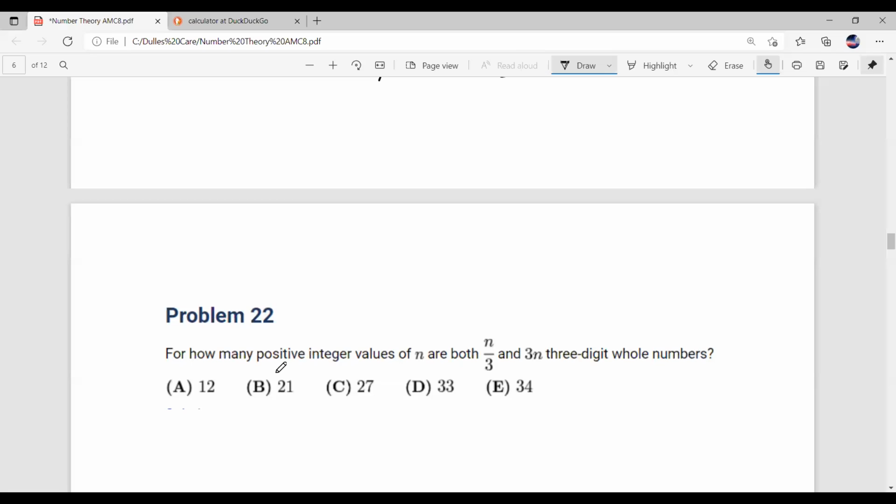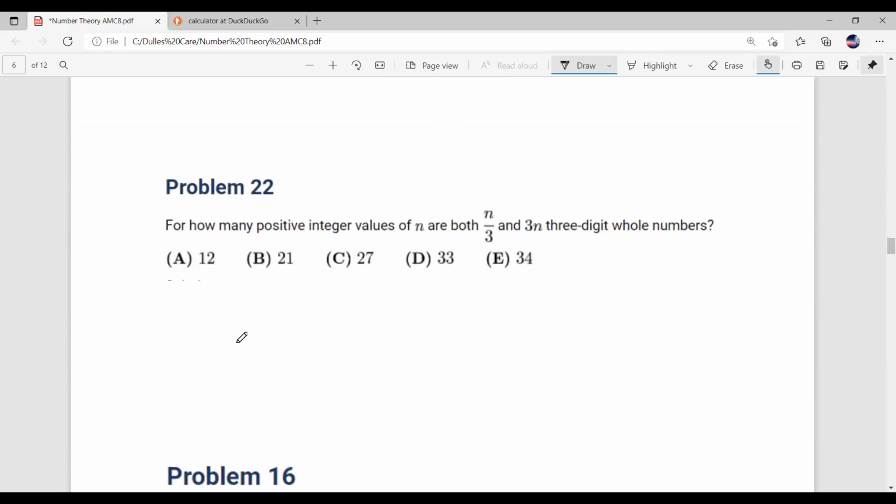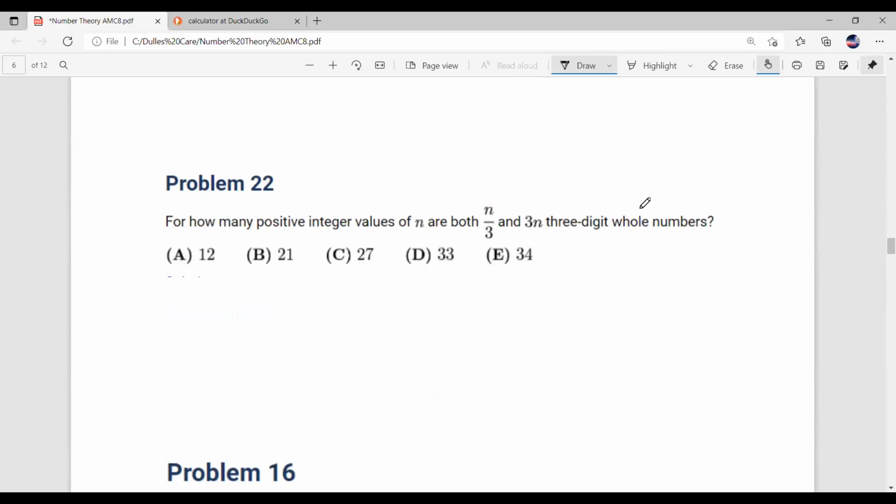All right, so I'm seeing a lot of answers of A and E in this problem. So let's see, which answer deserves our love and affection and attention and care? We have that n over 3 and 3n are whole numbers. So what does this mean? That means that n over 3 is an integer, and so is 3n. So let's say that n is equal to 3m. Then we're basically asking how many integer values of 3m are both m and 9m whole numbers.